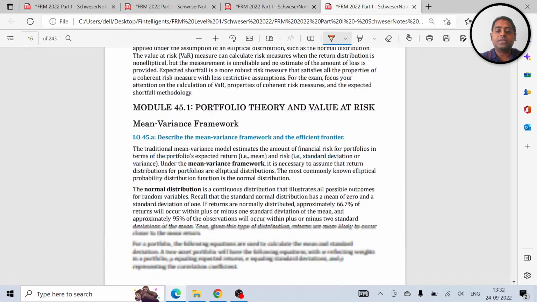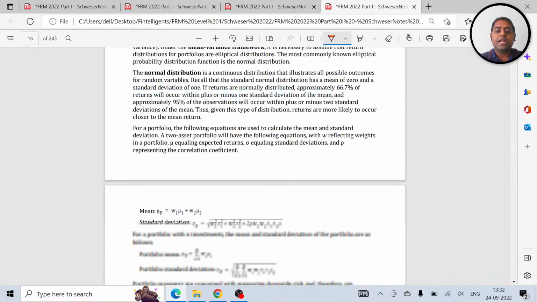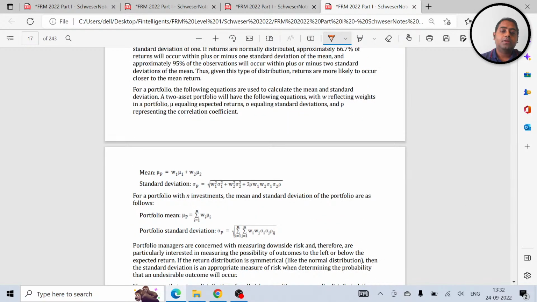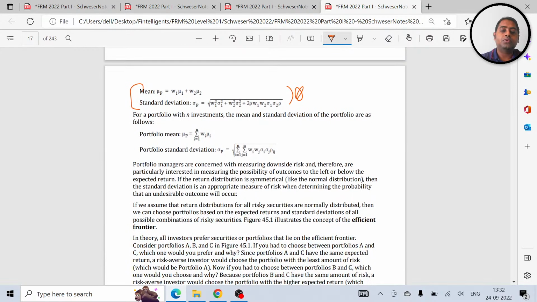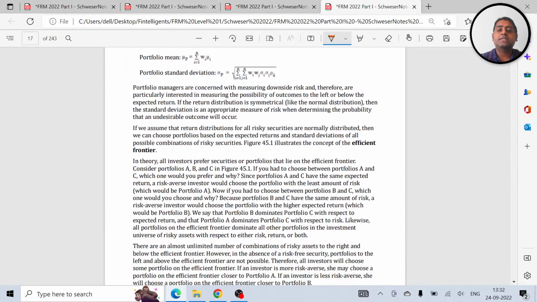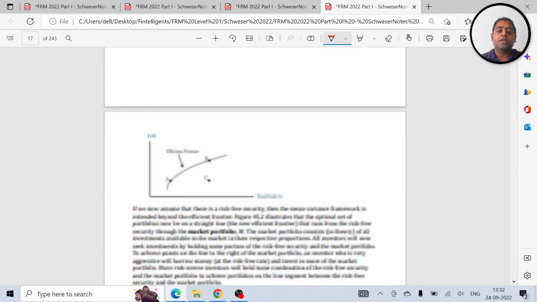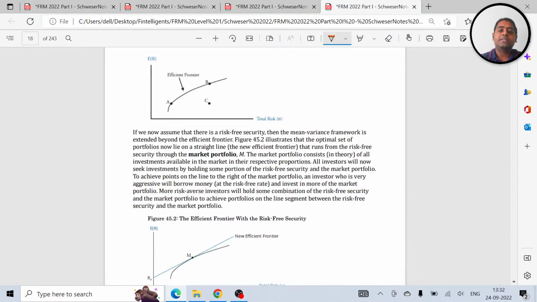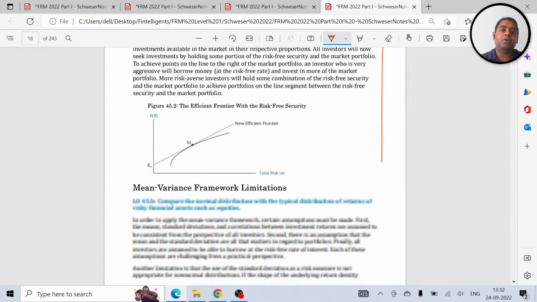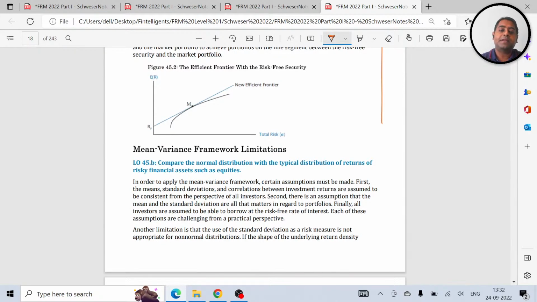Measure of financial risk, variance framework. This formula is a repeat of book two. So you should know about this. If you have read the modern portfolio theory, this part, efficient frontier and all, is repeat. You can know about this. More or less, this entire part is repeat. So not very important from an exam perspective.